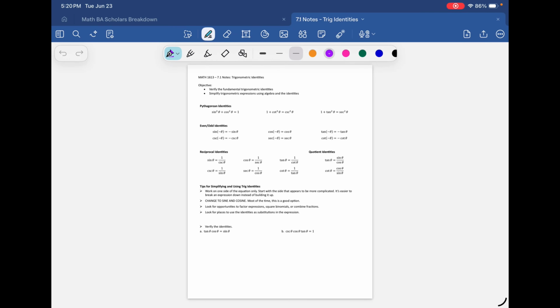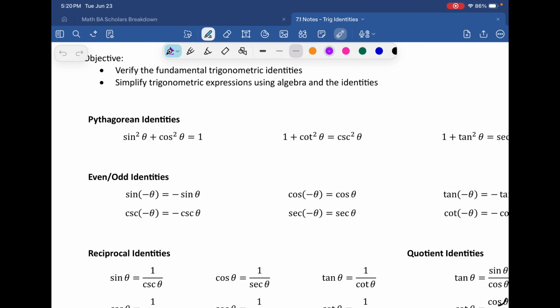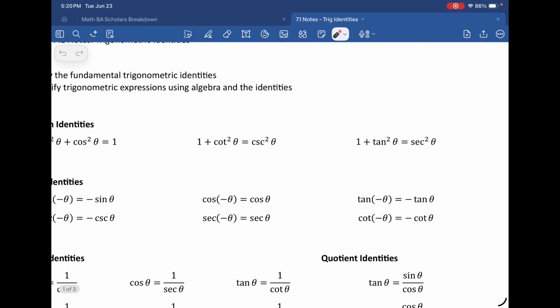Beginning in Unit 7, we're going to be talking about trigonometric identities and finishing out this particular unit with solving trig equations using these identities. We have actually already done some of these with the Pythagorean identities. We have sine squared plus cosine squared equals 1, and then the different derivations of it: 1 plus cotangent squared equals cosecant squared, and 1 plus tangent squared equals secant squared.